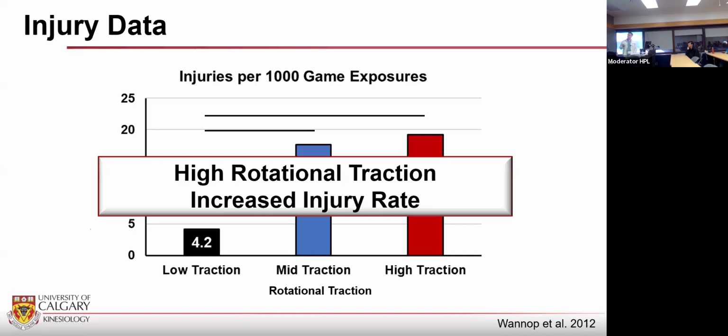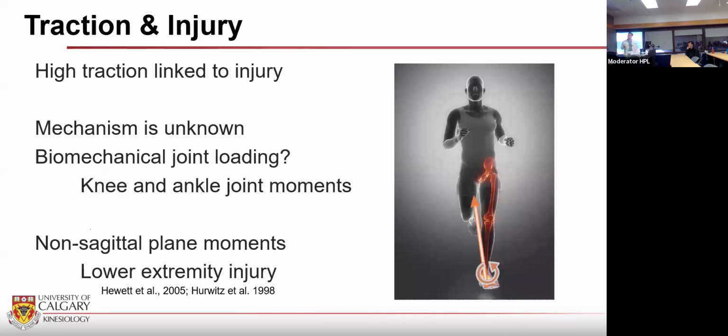So this study showed with some direct evidence that high rotational traction seems to be associated with an increase in injury risk. So we found that high traction is linked to injury. However, we're still not really clear on what the mechanism of that injury is. So why does simply having high traction of shoes lead to these non-contact injuries?